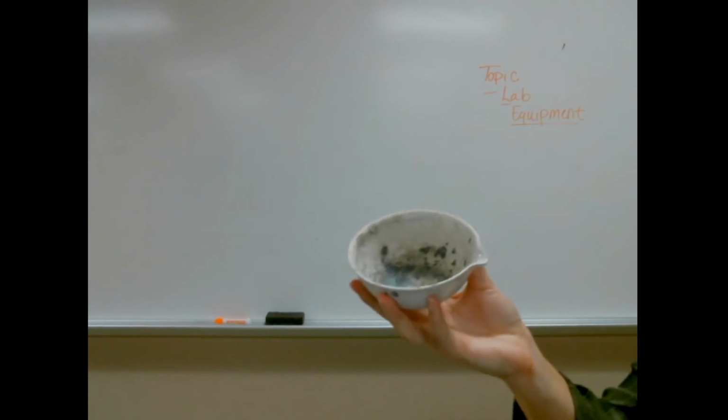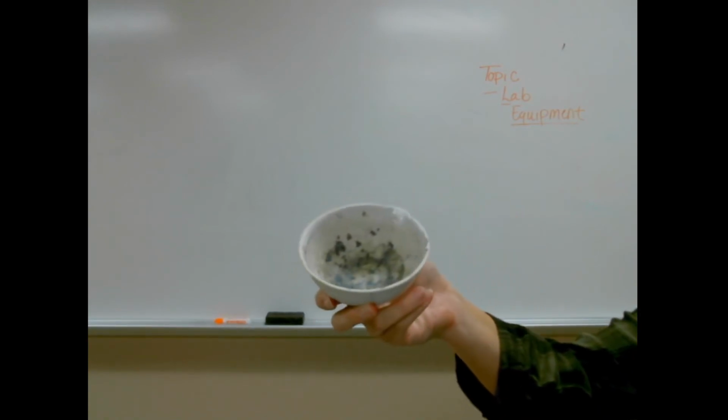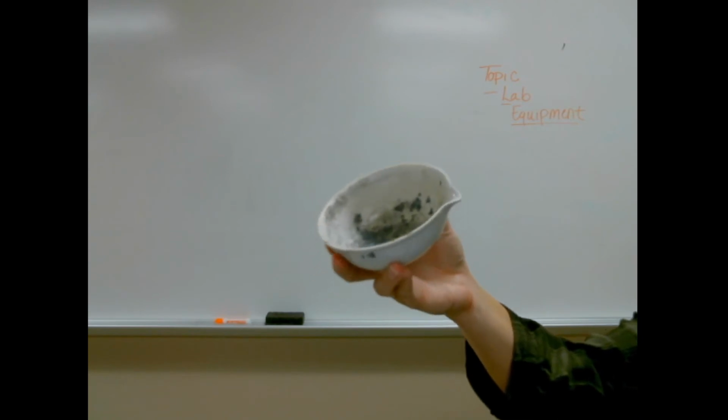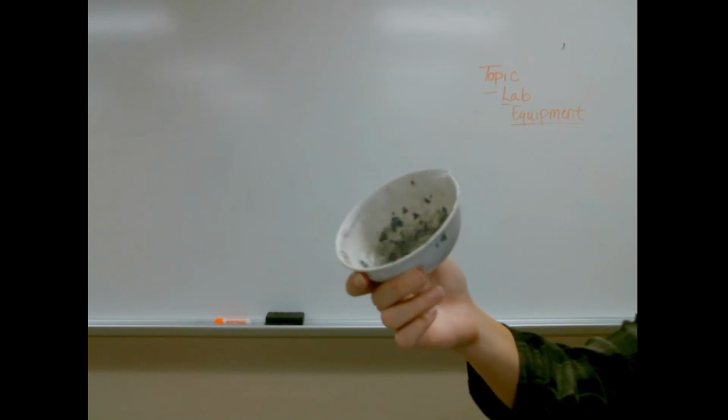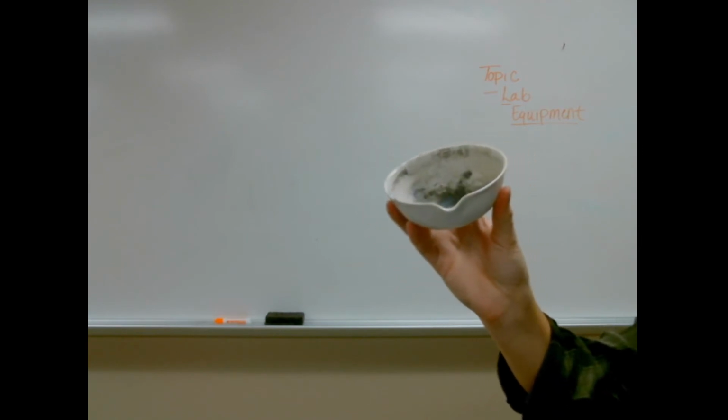Next is an evaporating dish. It's used to hold small amounts of materials, and it can be heated to very high temperatures, as you can see by all the nasty burnt stuff in it. Evaporating dish.